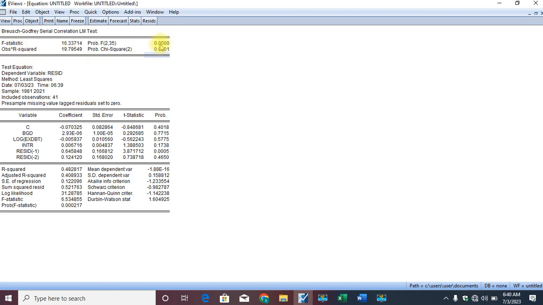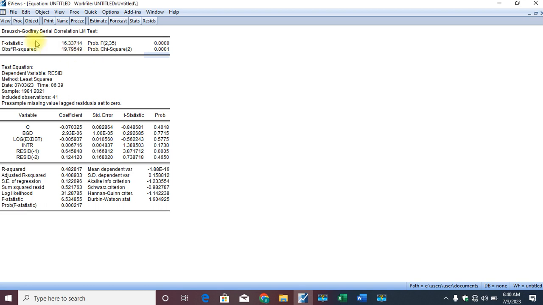Whenever the p-value of either the F statistic or the observed R-squared is less than 5%, we conclude that there is evidence of serial correlation in the model or the residual. Recall that the evidence of serial correlation invalidates the assumption of serial independence of the error term we made mention of last week. So I'm not happy with this result, and these results do not give me what I wanted. Given that, I will now proceed to look at the presence of heteroscedasticity.